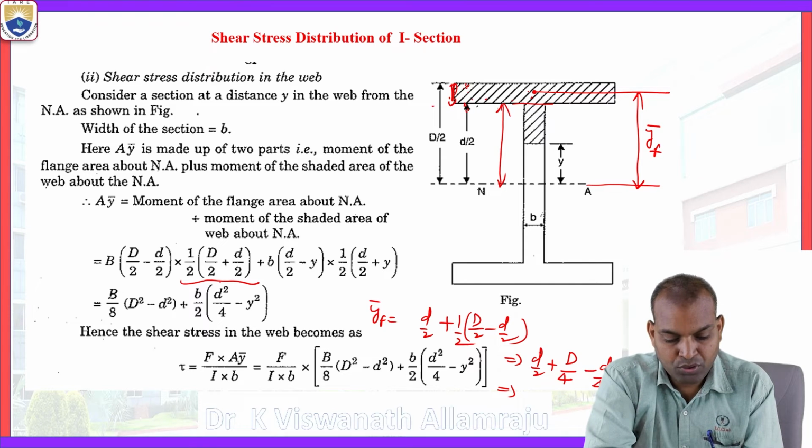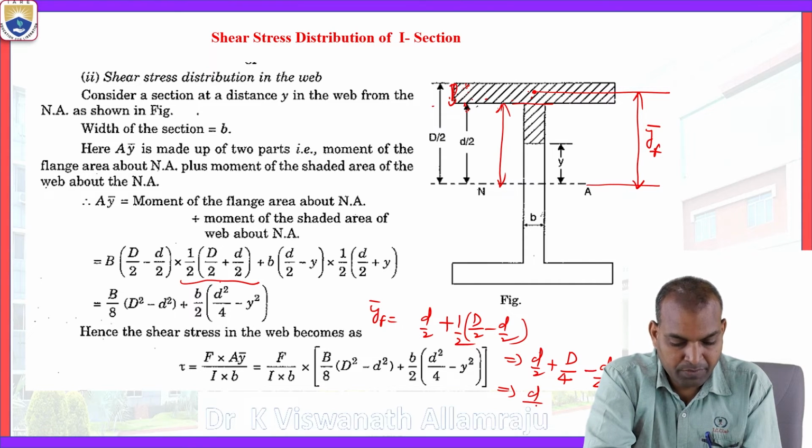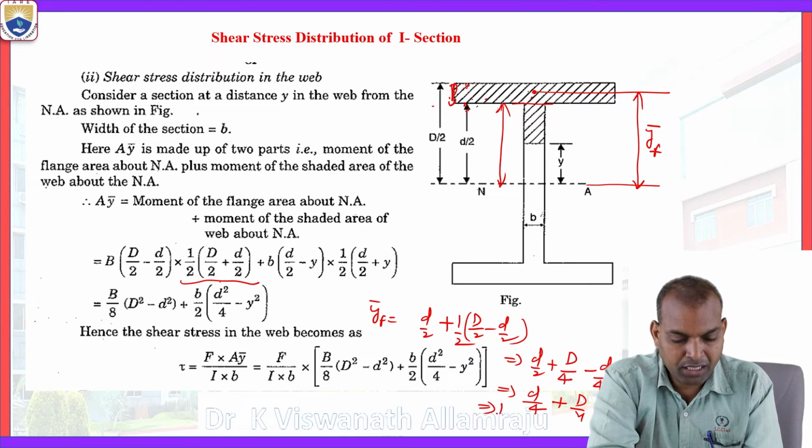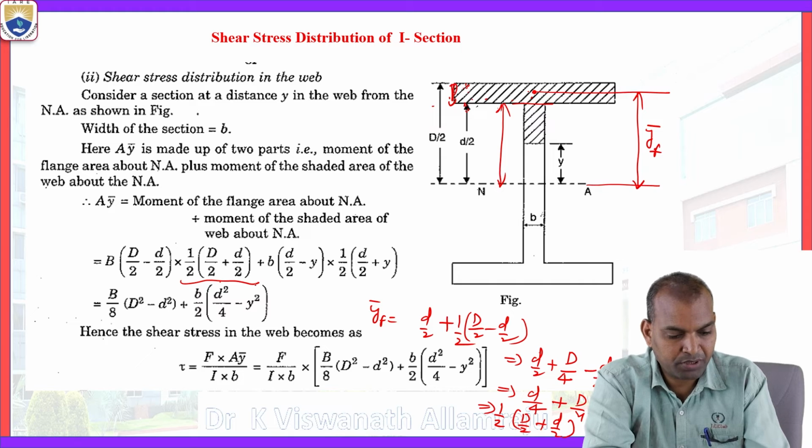So this d by 2 off, that means that is d by 4, half of that mean, plus d by 4. So if we make it common 1 by 2, that is capital D by 2 plus small d by 2. This is the term obtained like that.